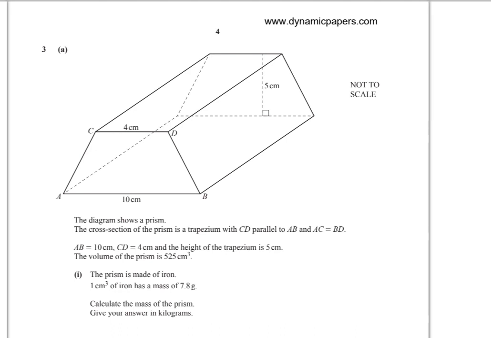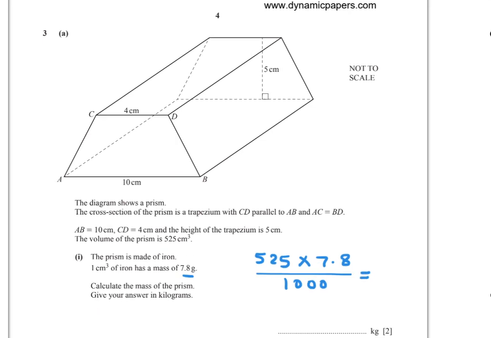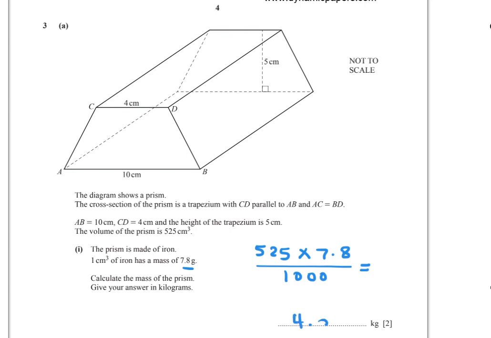So to find the mass, the volume is 525 centimeter cube, and the mass for 1 centimeter cube is 7.8, so multiply by 7.8 to find the total mass in gram, then divide by 1000 to convert to kilogram. Equals 4.095 kg.